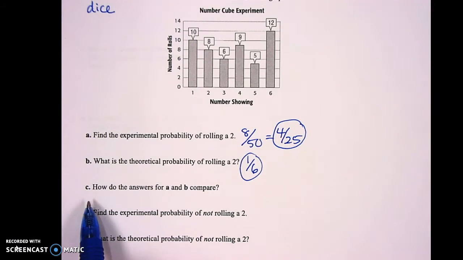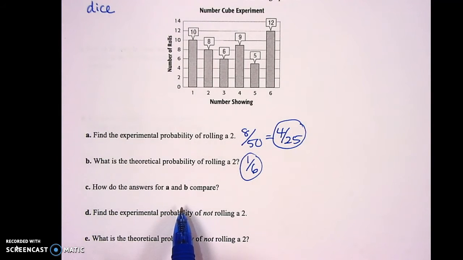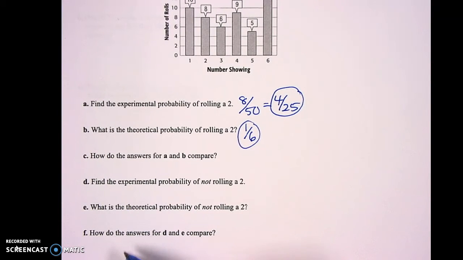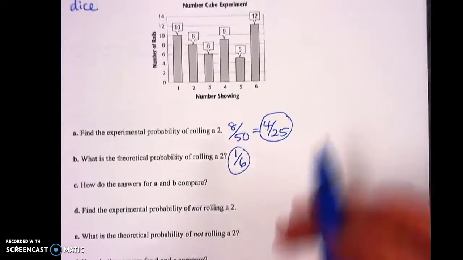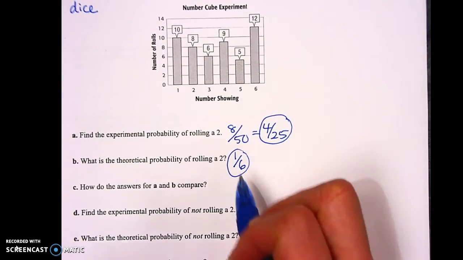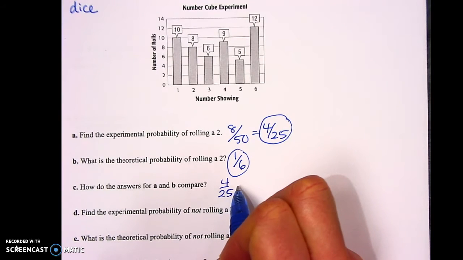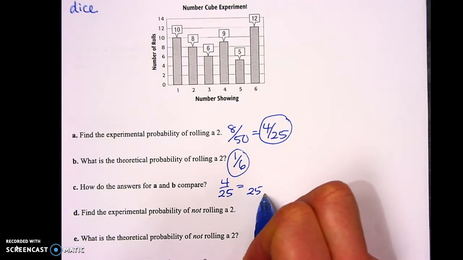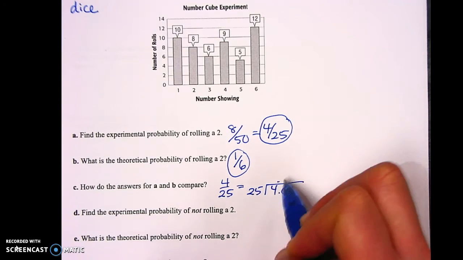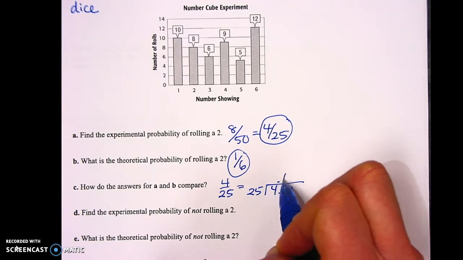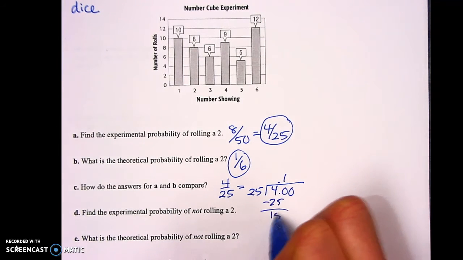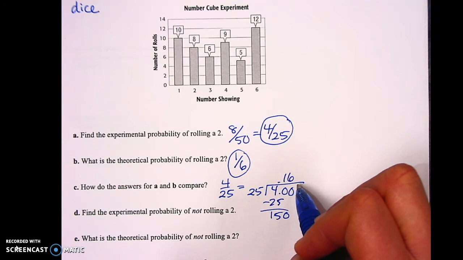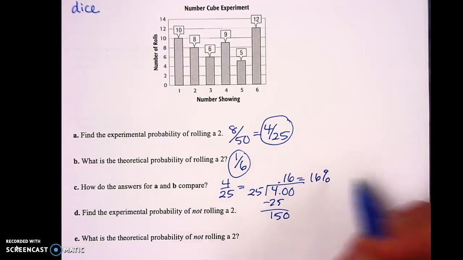So moving on to the next question. How do the answers for A and B compare? If you look ahead, we're going to have another set of questions like this for D, E, and F. So I'm going to do them different ways. And you have options. You can do whichever way you choose. One way we can compare is changing both of the fractions to decimals. So that means I'm going to divide 25 into 4, add a few zeros. And it looks like this is 16 hundredths as a decimal, which would be exactly 16%.